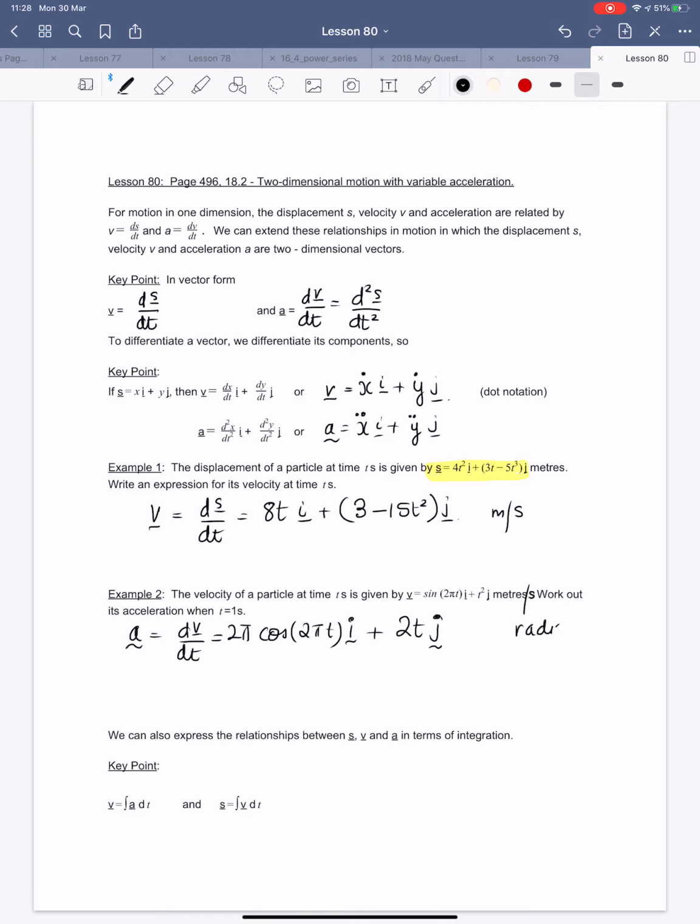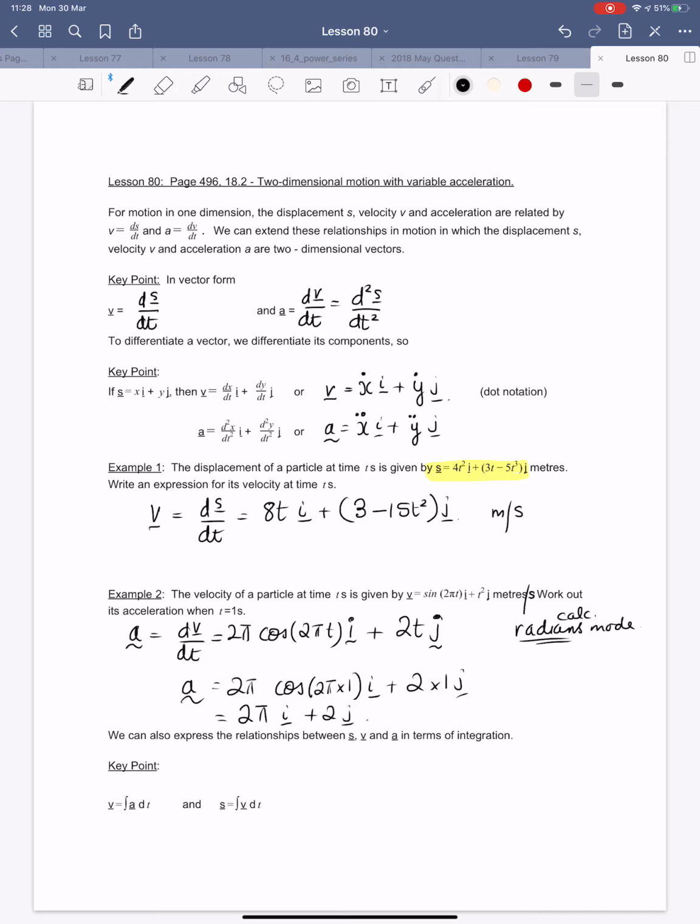Acceleration when t equals 1. So we need our calculator in radians, unless you know it already. Calculator in radians mode. Acceleration is 2 pi cos 2 pi times 1 i plus 2 times 1 j. Brackets overload, I don't need that bracket there. Cos of 2 pi is 1, so this is 2 pi times 1, which is 2 pi times i plus 2 times j. Okay, so we did this before.